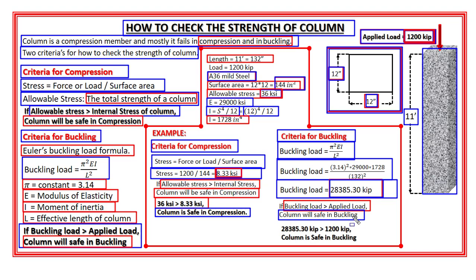So here, as you can see, the buckling load of the column is 28,385.30 kip, which is greater than the applied load on the column, which is 1200 kip. So it means that this column will safely support the load of 1200 kip and it will not fail in buckling. So as you can see, with the help of these two criteria, you can easily check the strength of column even if you are working on a construction site, right? So this is how to check the strength of the column very easily.